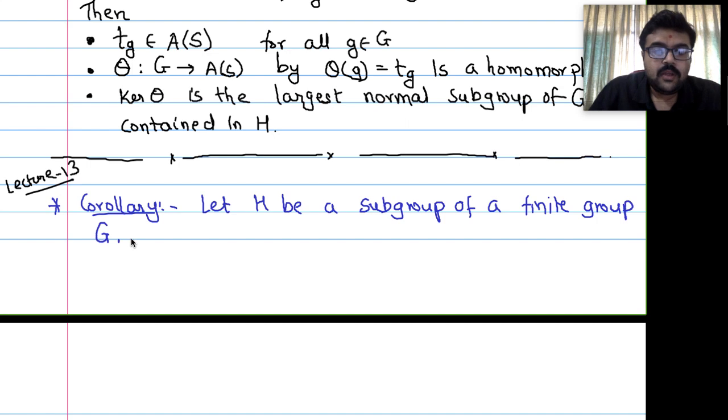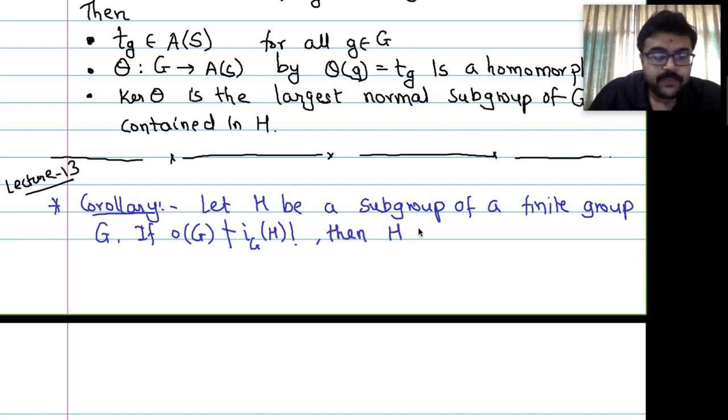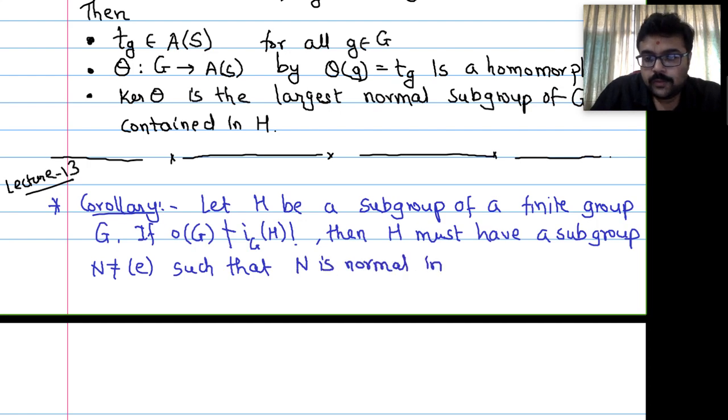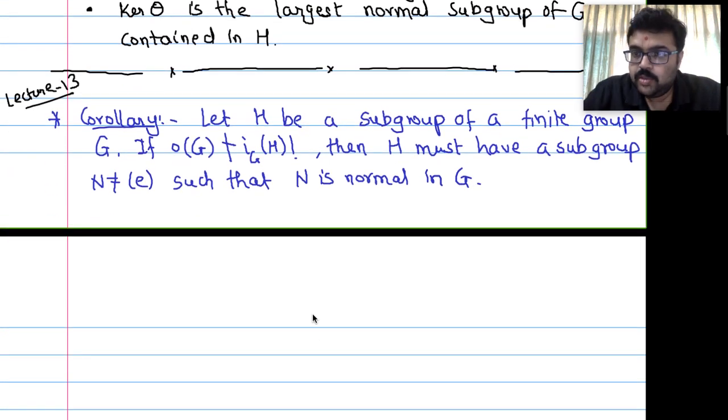and if the order of G does not divide the index of H factorial, then H must contain, so H must have, a subgroup N other than the identity, such that N is normal in G. And this has applications which we are going to see in the next unit, and this is very important.